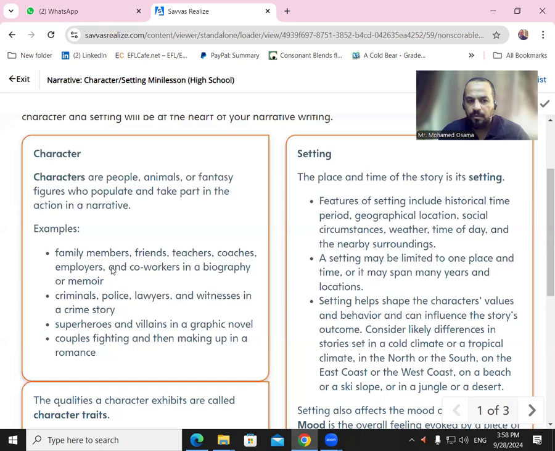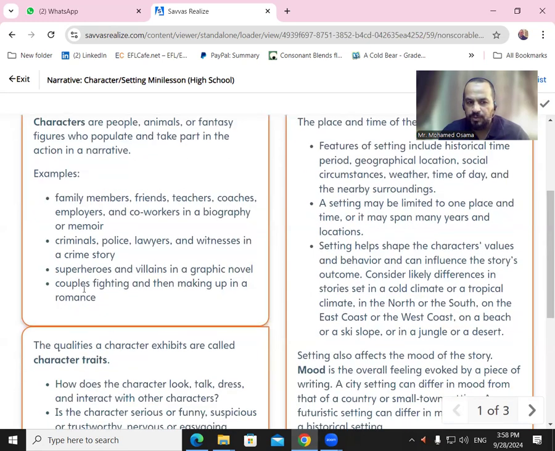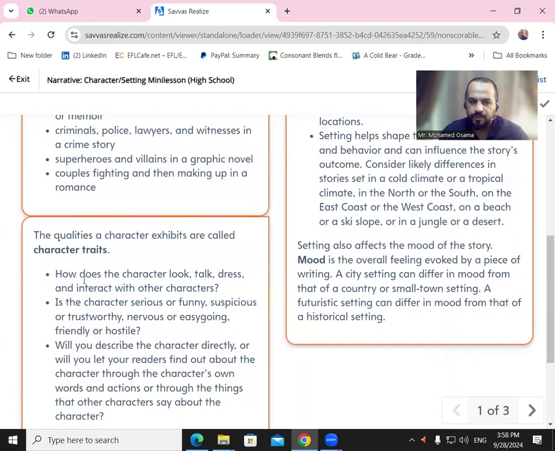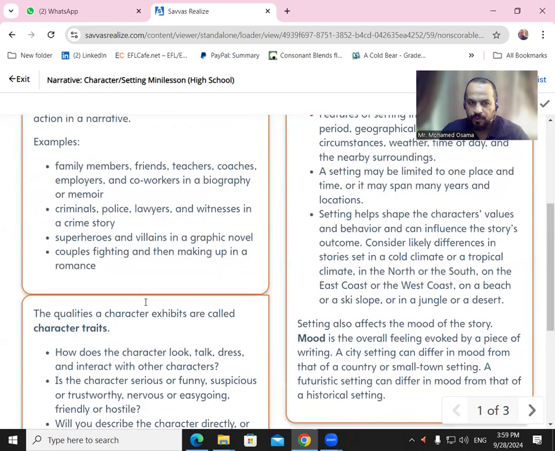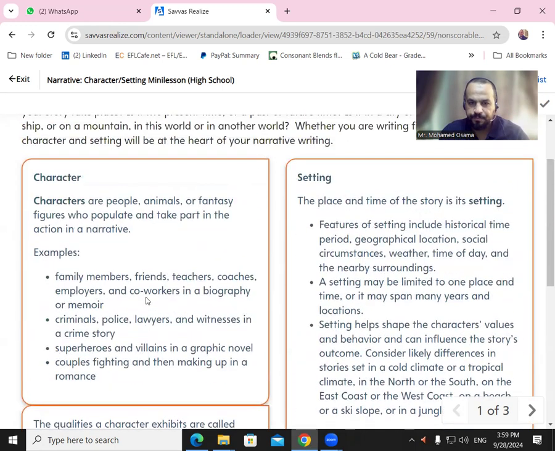Not only do we use the characters, but we also have to use some character traits or characterizations, like how does the character look, talk, dress, how does he act, how does he feel towards other characters in the story. This is for the characters.